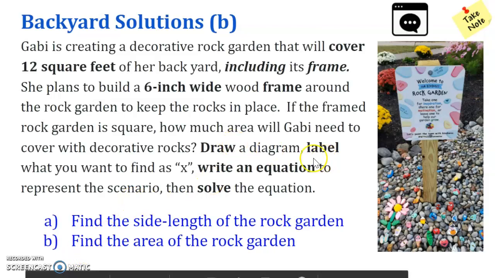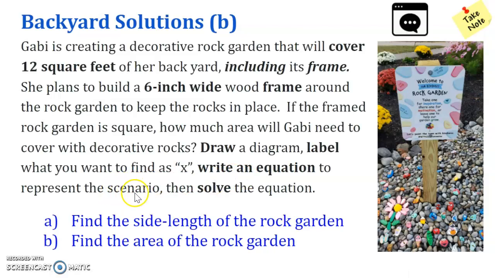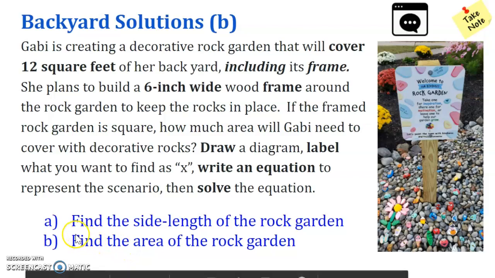Draw a diagram, label what you want to find as x, and write an equation to represent the scenario. Then solve the equation. Okay, so the first thing I would like you to do is find the side length of the rock garden. If you find that, you can tell me in private chat, and then eventually find the area of the rock garden. Please pause the video and try to do it yourself.